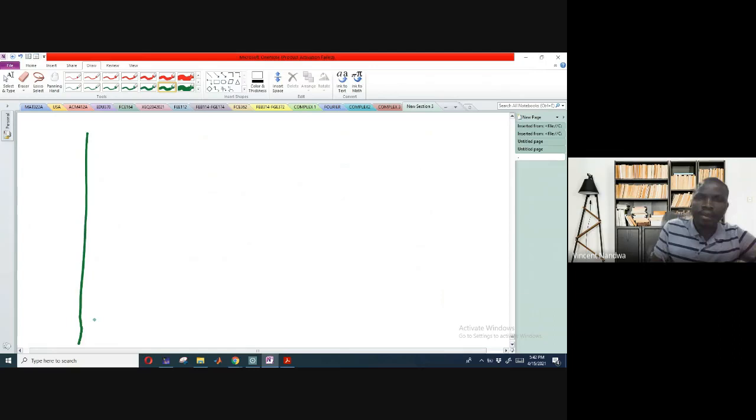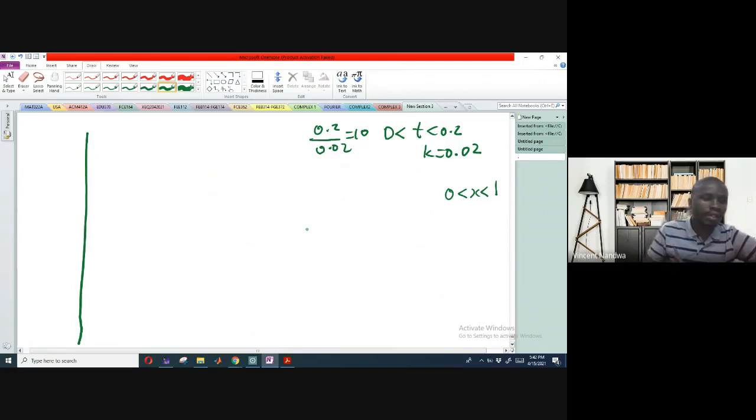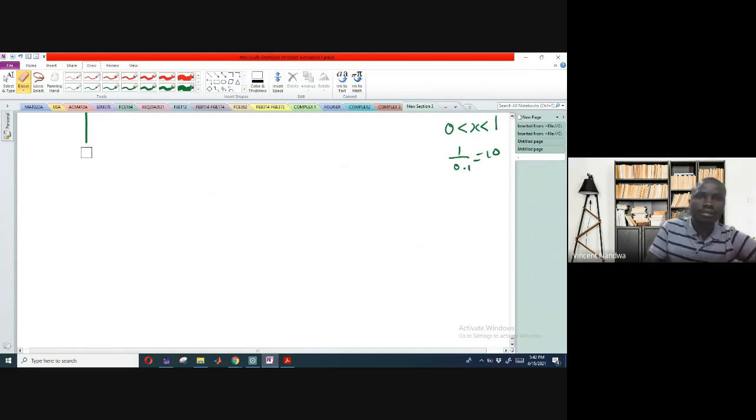So because t lies from 0 to 0.2, with k being 0.02, it tells us that we will have 0.2 divided by 0.02. So you have 10 steps along the t axis, and then x is from 0 to 1, and the step size is 0.1. We'll also have 10 steps, because we'll have 1 divided by 0.1, which is still 10. So let me illustrate the grid on this graph here.